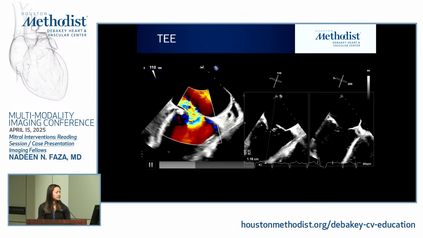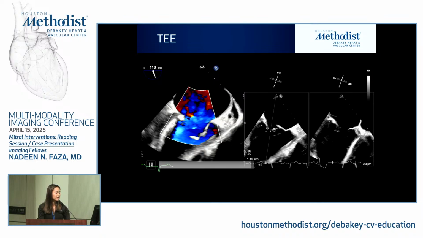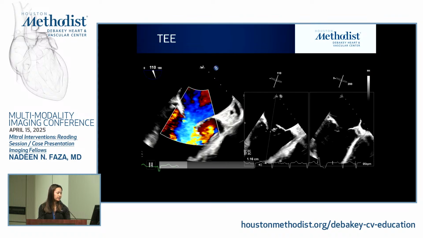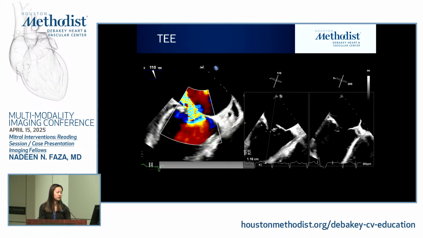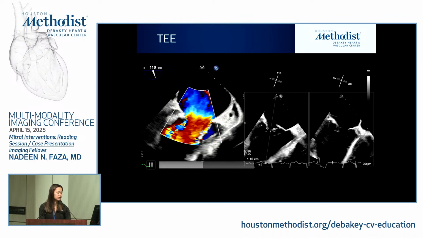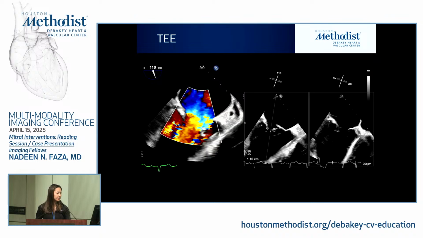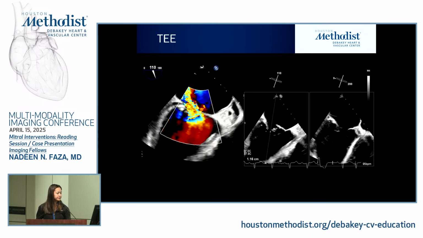We went up to 110 degrees, showing our grasping view. And again, the big PISA, its diameter is probably more than 1 centimeter, and very clearly at least severe, if not torrential, mitral regurgitation. And the posterior leaflet length is 1.1 centimeters.